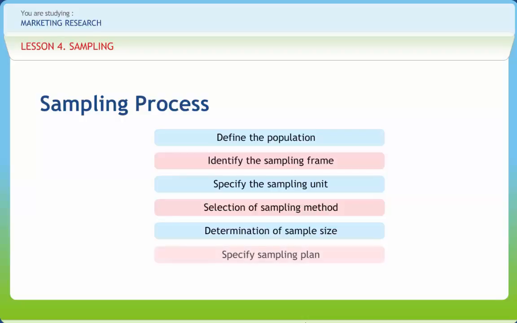Next, specify the sampling plan. A sampling plan should clearly specify the target population. Improper defining would lead to wrong data collection. Next, select the sample. This is the final step in the sampling process. Based on the above parameters, sample respondents may be selected to collect the data for the purpose of research.